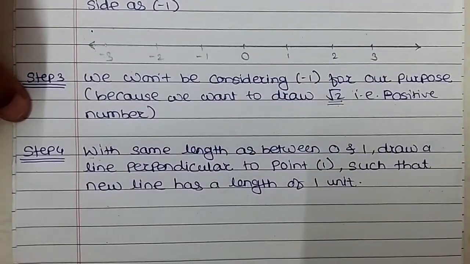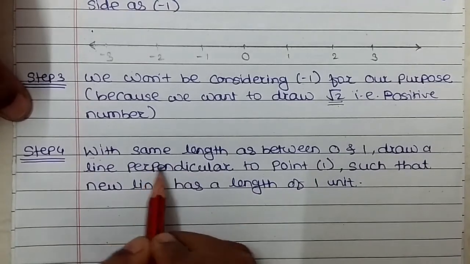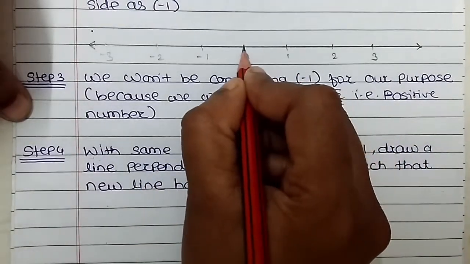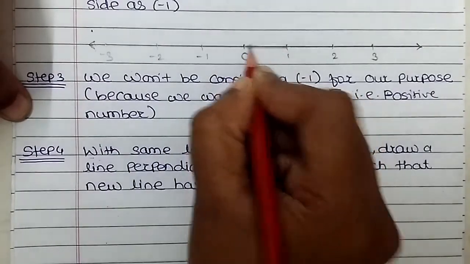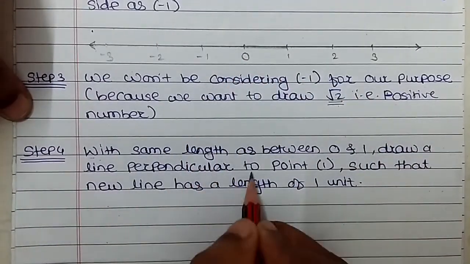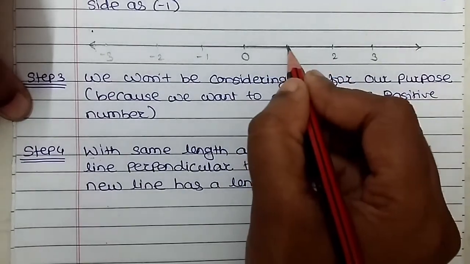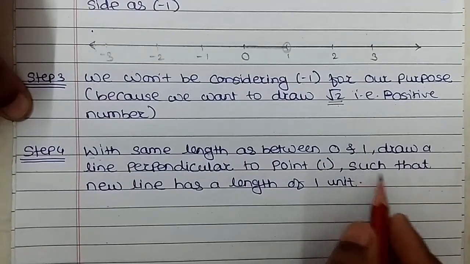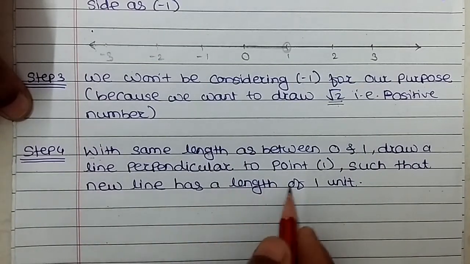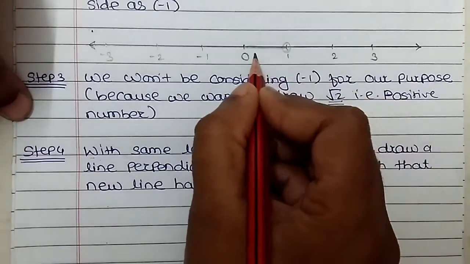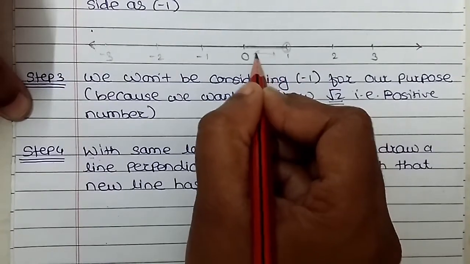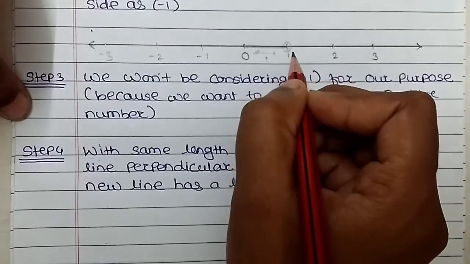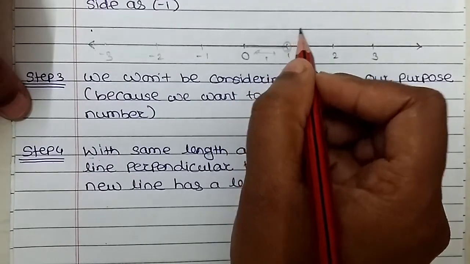Next, step number 4: with the same length as between 0 and 1, that means the same length of these two, 0 and 1, draw a line perpendicular to point 1, such that the new line has the length of 1 unit. That means this distance is 1 unit. So you have to draw one perpendicular line at point 1, and the distance of this one is 1 unit.